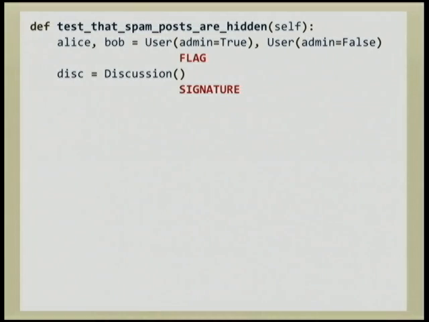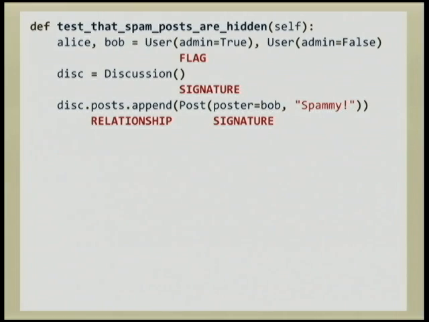We are dependent upon the signature of the discussion. If that changes, we will fail. We are dependent upon the relationship between discussions and posts, the fact that it's named posts, and the semantics of it. And we are also dependent upon the signature of the post we're creating. If that changes, we will fail. We're dependent upon the fact that that discussion, as created, was valid and savable, both from the perspective of the database and the perspective of any model-side validation. So if that changes, we'll fail.